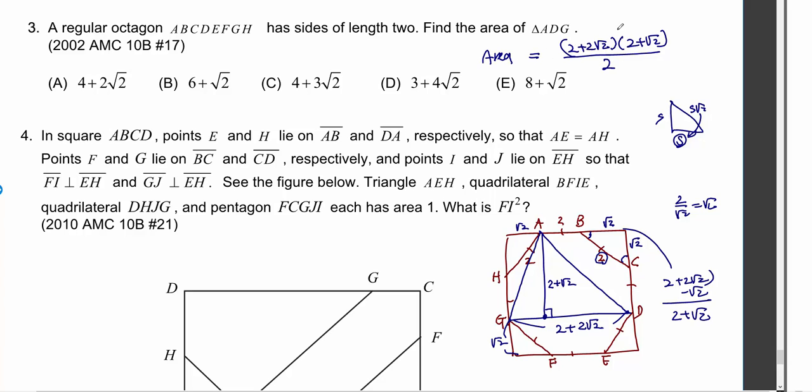When you divide inside, 1 plus root 2 times 2 plus root 2, that's it. So 1 times 2 is what? 2. Root 2 times root 2 is what? Plus 2, right? That is 4. Now inside the 2 root 2, another root 2 is 3 root 2. Is it okay? So the area of this is 4 plus 3 root 2. Is it okay?